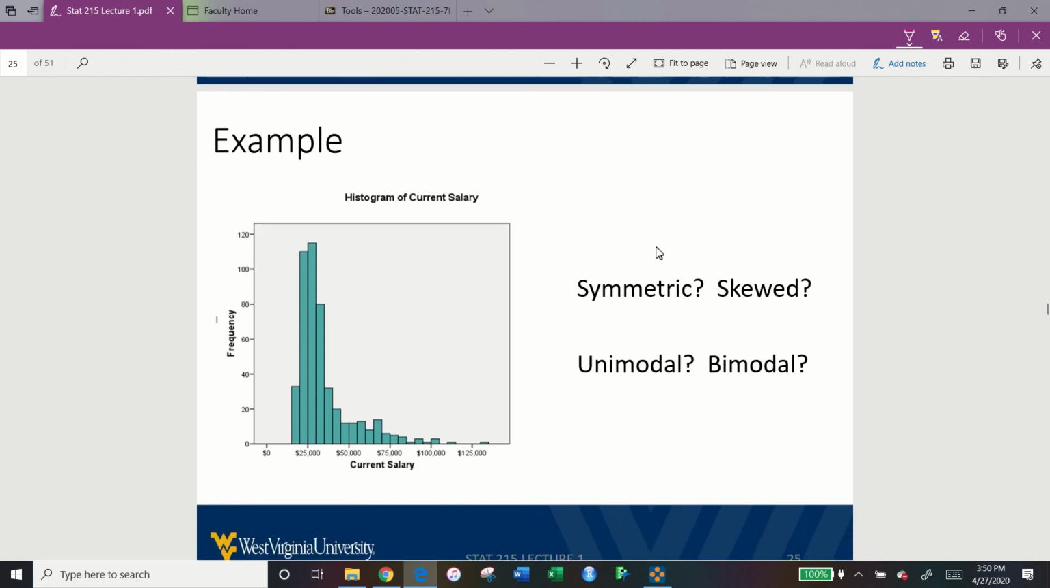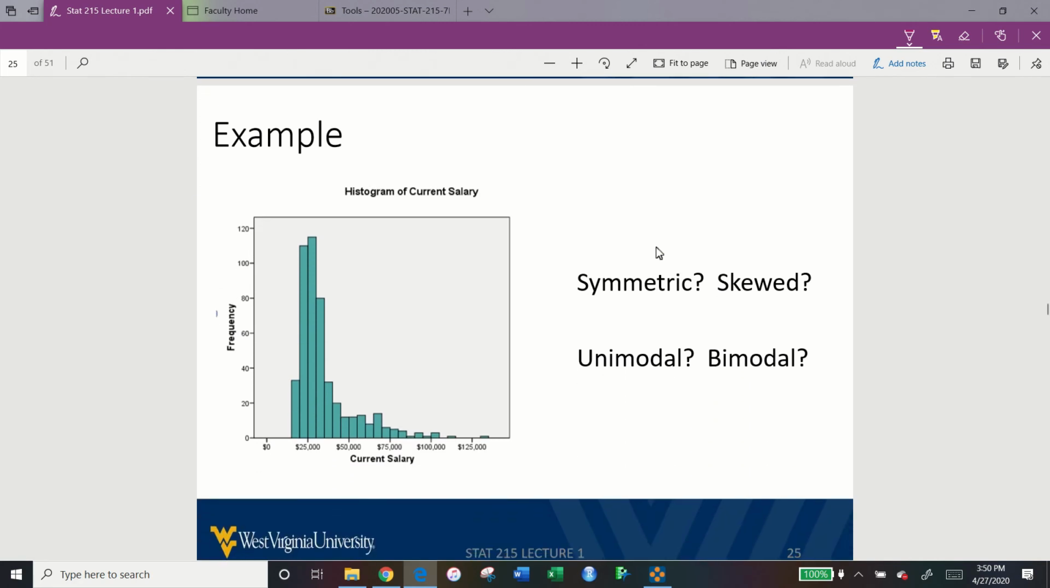Let's do a quick example. So right now we have a histogram of current salaries. On the y-axis we have frequencies, and then on our x-axis we have our current salaries. So first off, is our histogram symmetric or skewed? Hopefully you took a second to think about that and realize that it is skewed. But now, is it skewed right or skewed left?